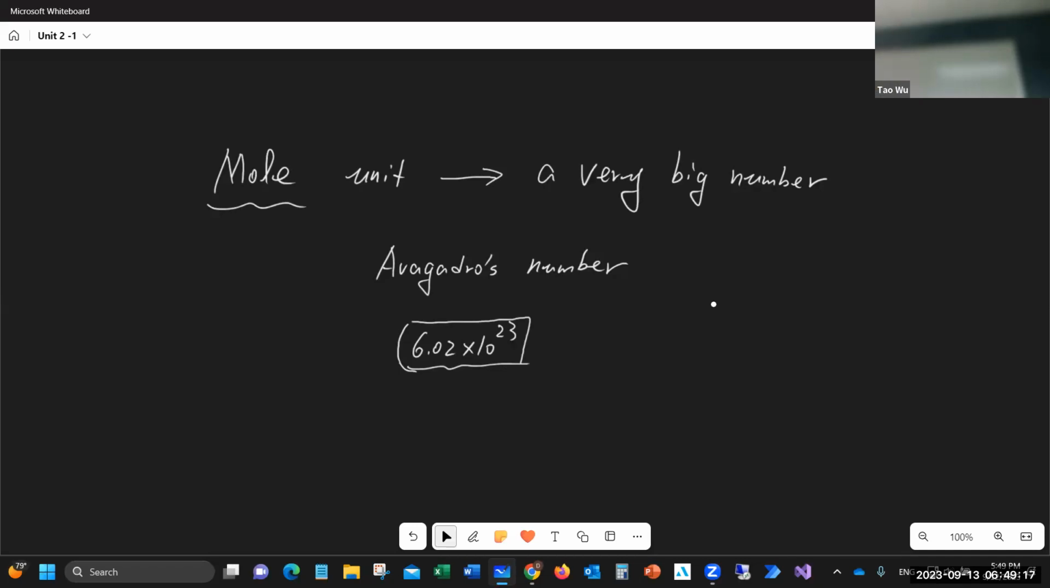So obviously, we're not using this unit for real objects that we can see. We use this number for very small objects: atoms, molecules, ions. So how do we find this number? It's so huge. How do I find it? That's going to be the next story.